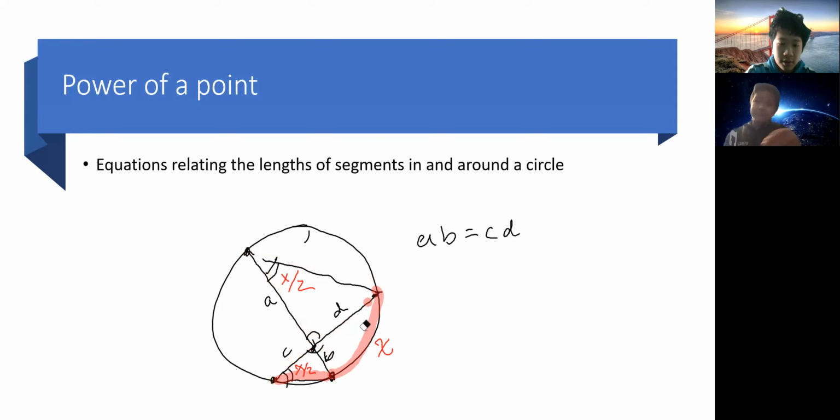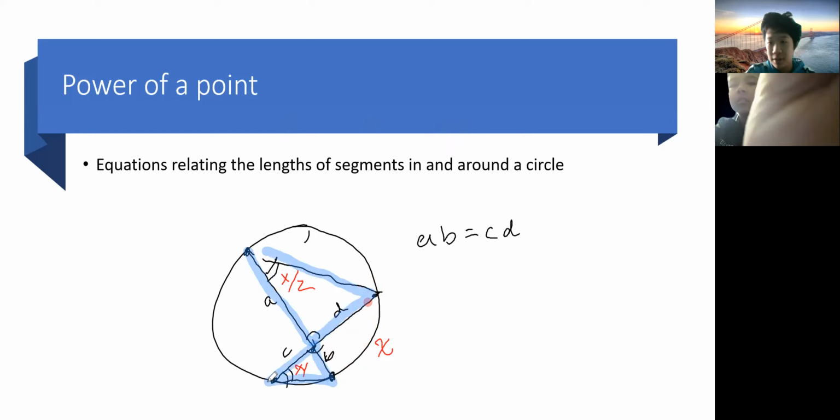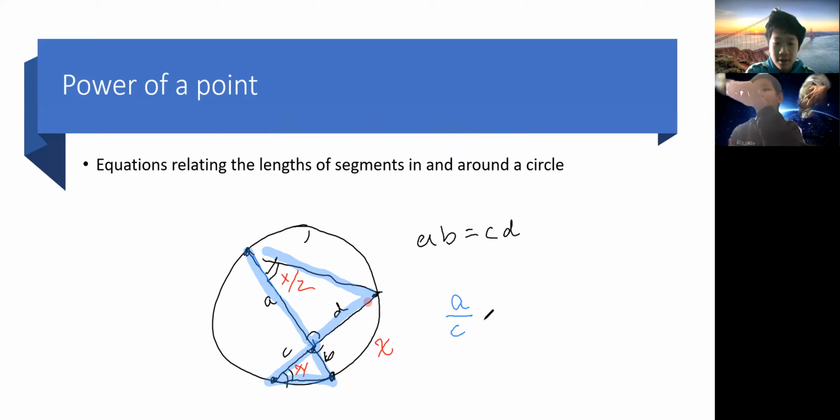These two triangles are also congruent. They're not congruent, they're similar. So let me use this pen. These two triangles are similar by AA similarity. They have two angles that are congruent. So if we have AA similarity, the ratio between corresponding sides are equal. Basically, this means that A over C equals D over B. You see how that works?